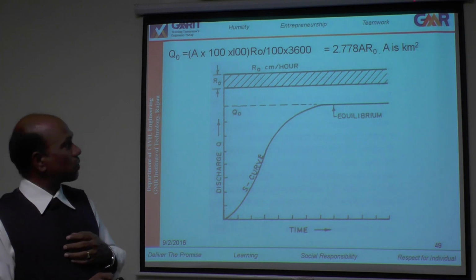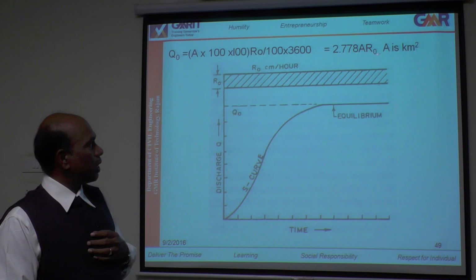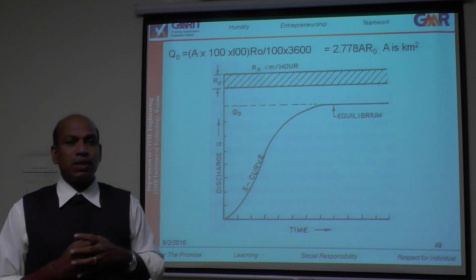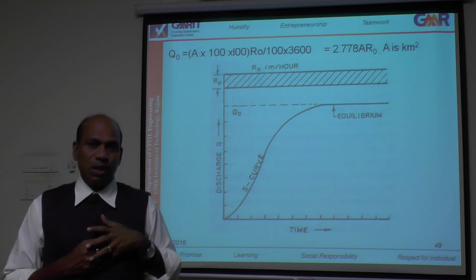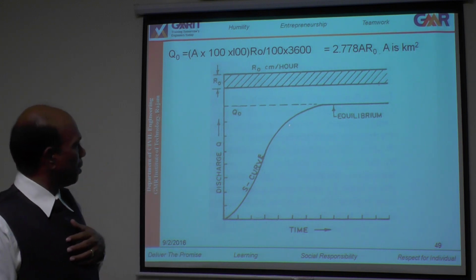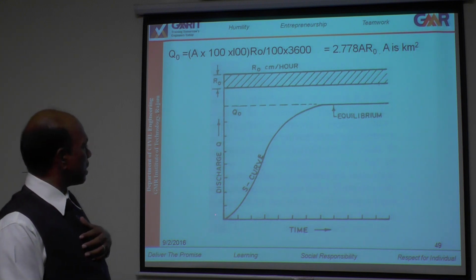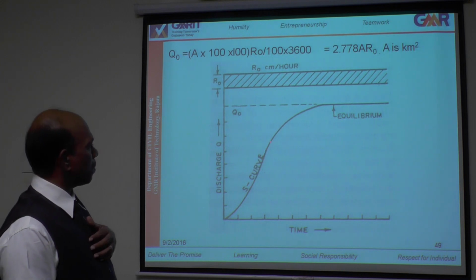Here, if the area is in square kilometers, the discharge formula at the equilibrium stage is equal to 2.778 A R0. Here, R0 is the constant rate of continuous effective rainfall, and R0 is equal to 1 by T0. T0 is the unit duration of the given unit hydrograph. Right, once you see the board, the horizontal axis is the time interval, that is the base period, and these are the discharges. Here the summation of different unit hydrographs moves like this.